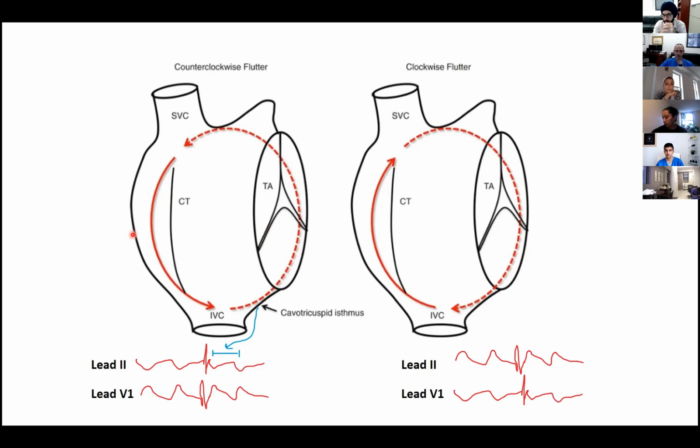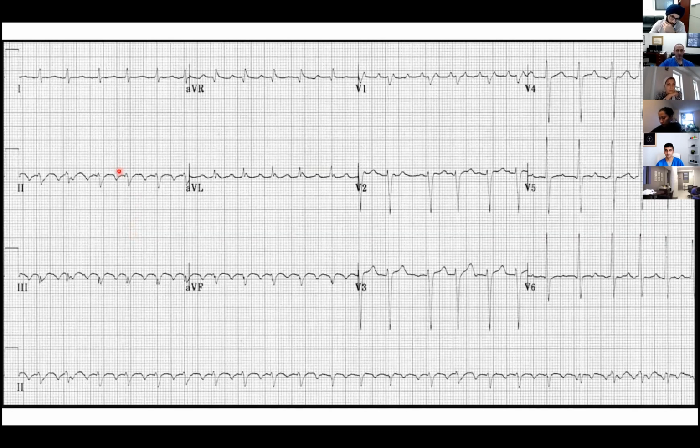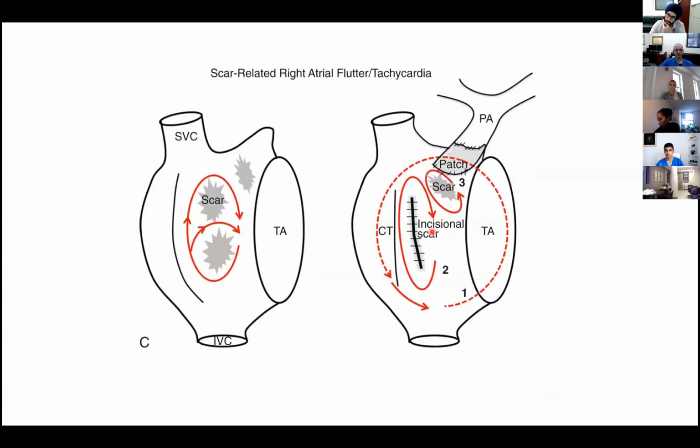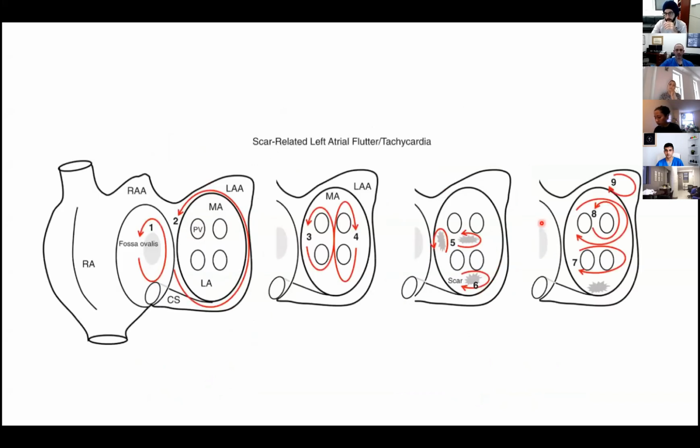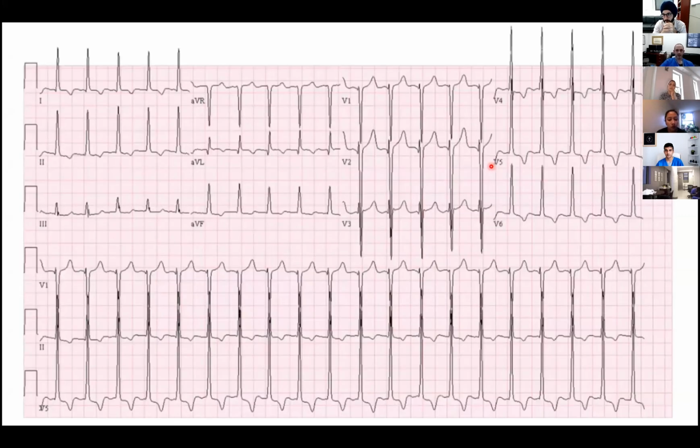This is a particular example of typical flutter: you have negative P waves here, positive in V1, and a rate around 300, so it all fits, with a little bit of irregularity, so it fits all your criteria. Then, very rarely, when you're admitting a patient with a history of procedures on the atria, whether percutaneous or open surgical, you can expect atypical circuits forming around scars, pulmonary veins, etc. But that's rare.